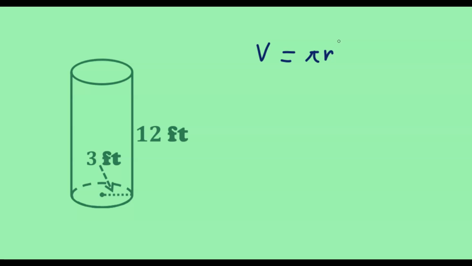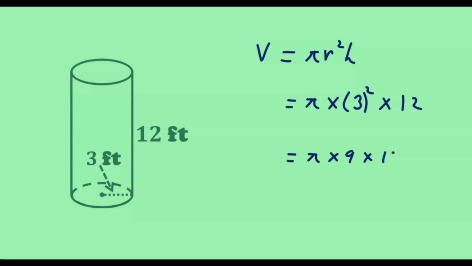That's pi r squared h. So we have pi times the square of the radius, which is 3, so we have 3 squared, and we multiply this with the height, which is 12. So we end up with pi times 9 times 12. 9 times 12 is equal to 108, so we have 108 pi. And since the units are given in feet, the unit of the volume will be feet cubed. So the volume of the cylinder is 108 pi feet cubed.